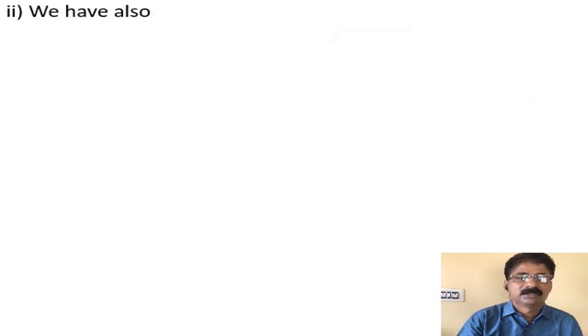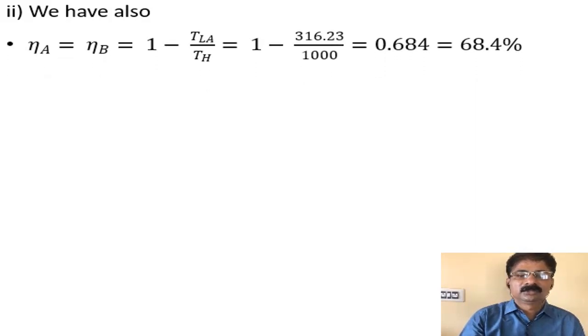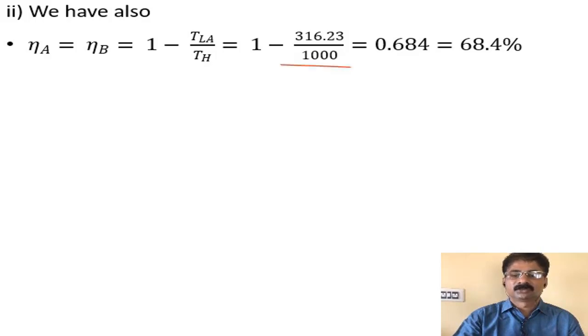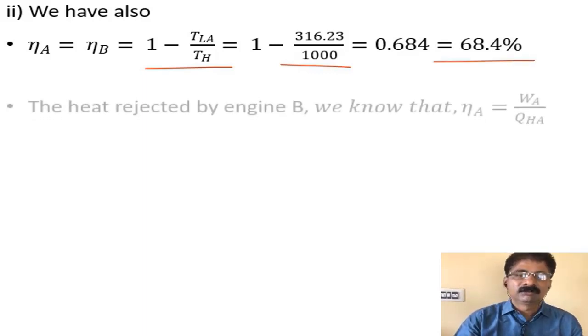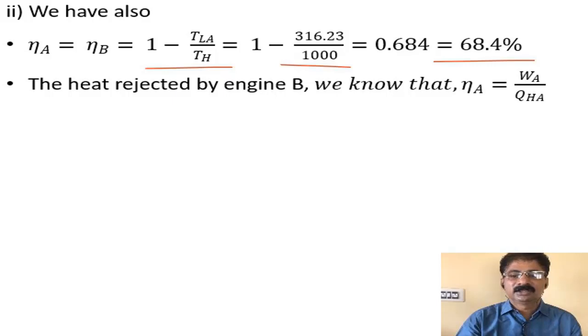Now let us come to the second part. I think heat rejected by engine B we have to find out here, if I remember correctly. Eta A is equal to eta B. So now all of you can calculate the efficiency, because you know the efficiency formula and the intermediate temperature also. Earlier you didn't have the intermediate temperature. If you calculate for any one engine, it is fine. So you can calculate it for A, 1 minus TLA by TH, and if you substitute, you will get the efficiency as 68.4%.